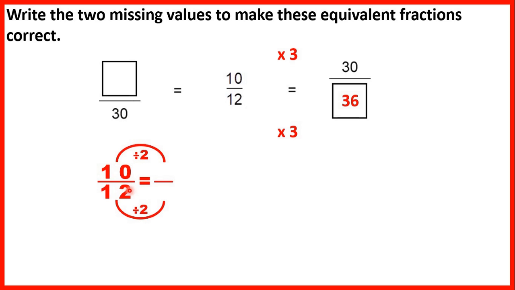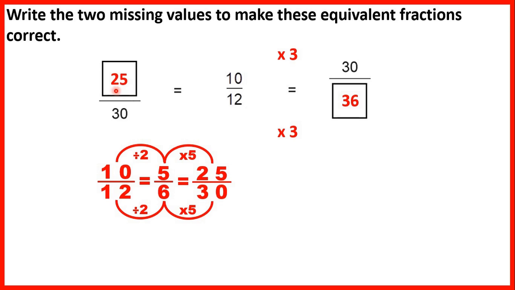So both 10 and 12 are in the 2 times table. So if we divide the numerator and denominator by 2, that gives us 5/6. And 30 is a multiple of 6. 6 times 5 is 30, and 5 times 5 is 25. So because 10/12 is the same as 5/6, and that's the same or equivalent to 25 over 30, our missing numerator here is 25.